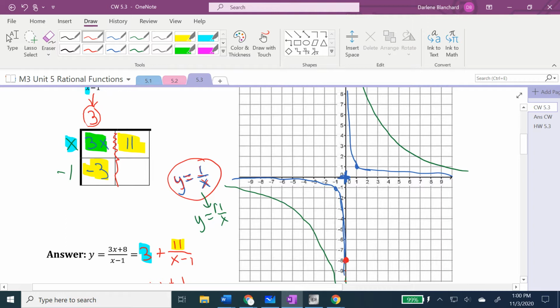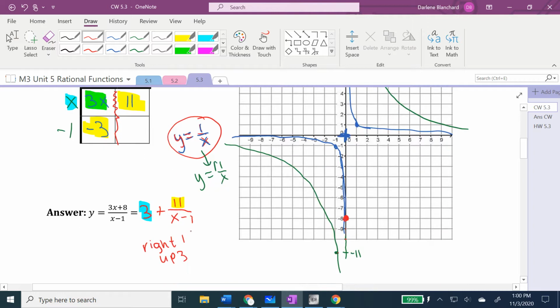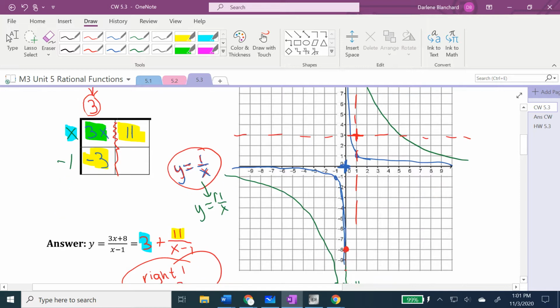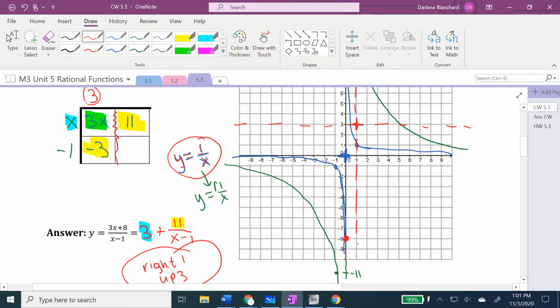But very importantly, this is telling me where my asymptotes go. And this is probably the most important thing. So the center of these asymptotes moves right 1, up 3. So when I draw my asymptotes, they are going to be along these places. And then from there, you're just going to do your best drawing the basic shape.